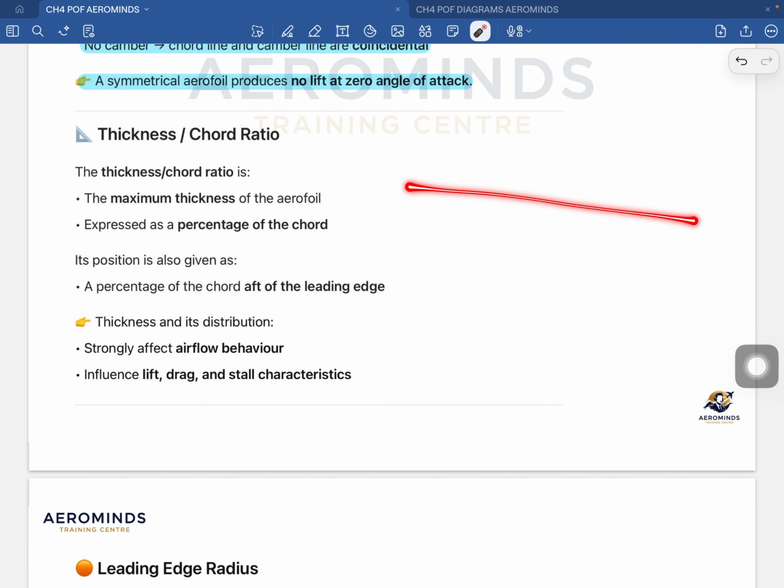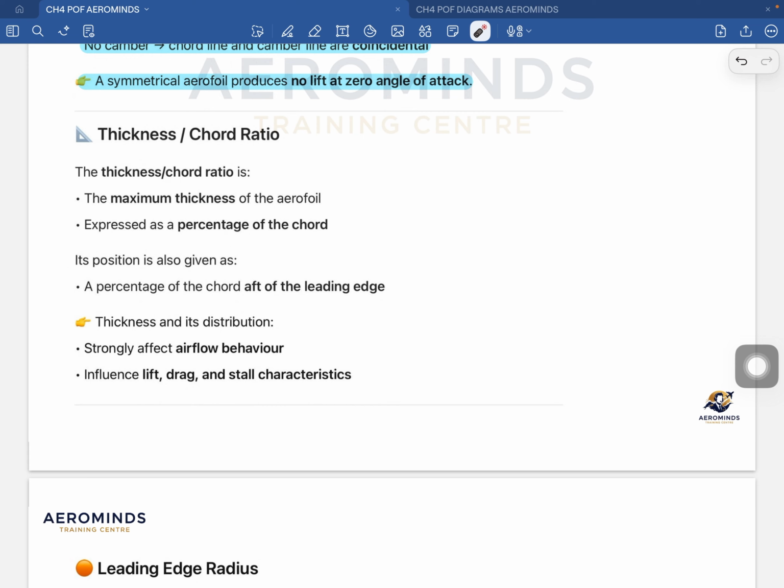Suppose this is the chord. This percent, suppose it is 12%, like this here, aft of the leading edge. Here is the leading edge, here is the trailing edge. Aft is this, forward is this. So it will tell you where the thickest part of the wing is actually located. Now see the thickness and its distribution of the aerofoil.